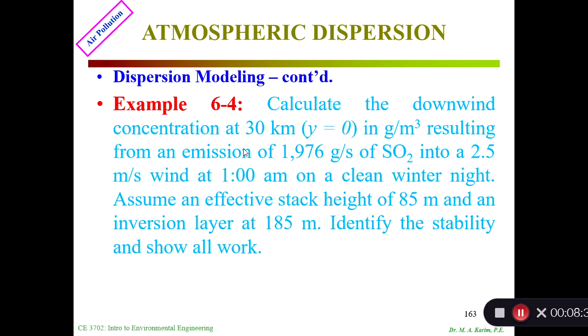So the table and the graphs and all of those. In example 6.4, calculate the downwind concentration at 30 kilometers, y equal to 0, meaning we are not considering lateral dispersion, in grams per meter cubed, resulting from an emission of 1976 grams per second of sulfur dioxide into a 2.5 meter per second wind at 1 a.m. on a clean winter night. Assume an effective stack height of 85, that means capital H is 85, and an inversion layer at 185 meters, that means this is capital L. Identify the stability and show all work.